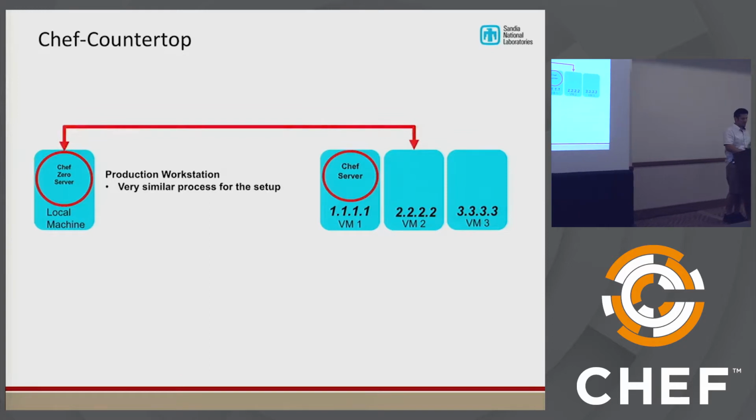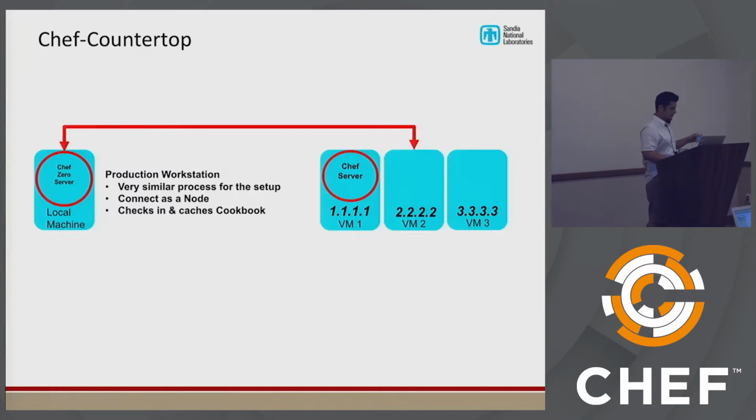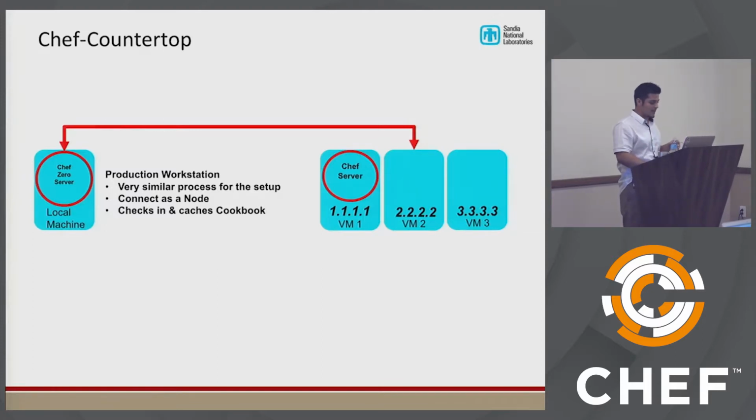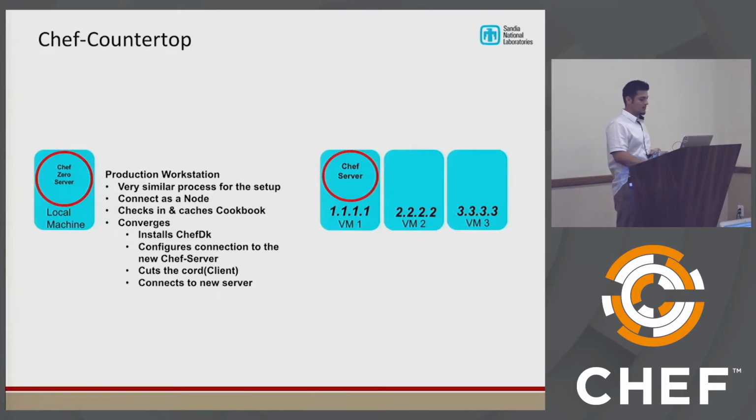So the production workstation basically does the same thing. Goes in, caches the cookbooks, connects as a node at first. All the target machines connect as nodes first. Checks in, caches the Chef countertop cookbook. Converges this time on a workstation recipe to set up workstation. So that installs Chef DK, and it configures the connection to the new Chef server. So the production Chef server that you see on your right side is where it's going to start connecting to now. So it cuts the cord to your local instance and then connects to your new Chef server.